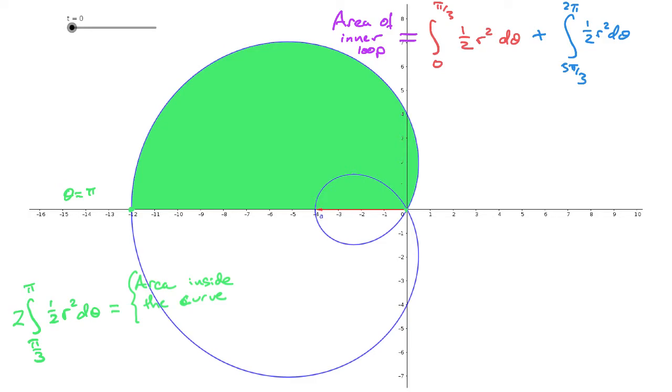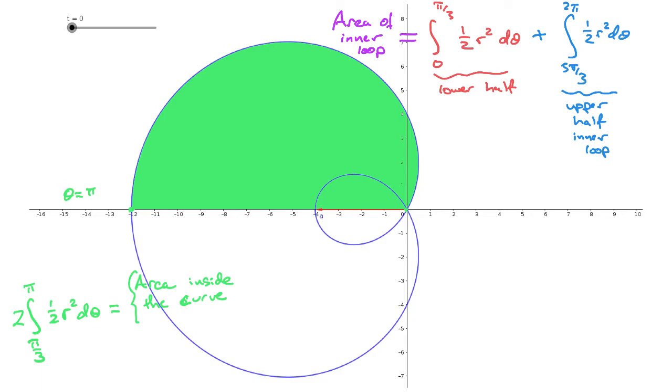And coming back up here, we can see that by symmetry, the red one is going to give us the lower half of the inner loop, and the blue one is then going to give us the upper half of the inner loop. By symmetry considerations, we can see that these are going to be equal, that we have a symmetric area top and bottom.